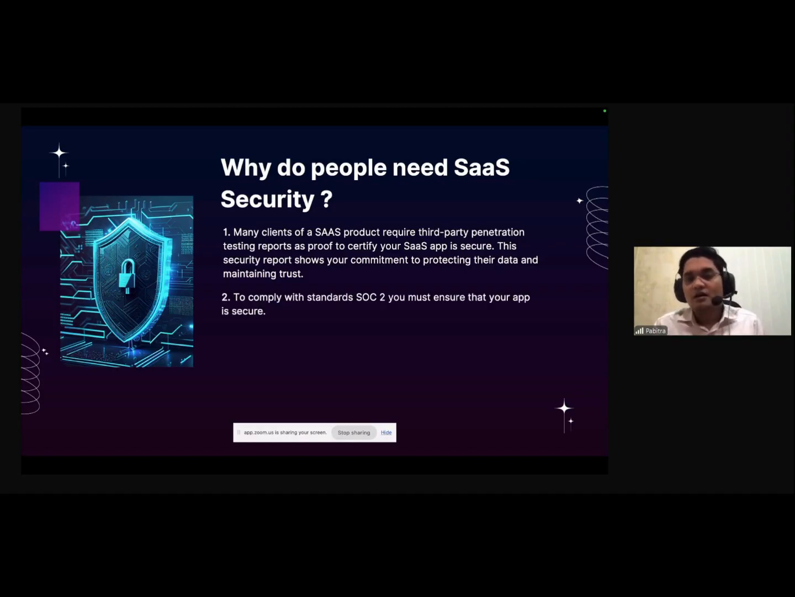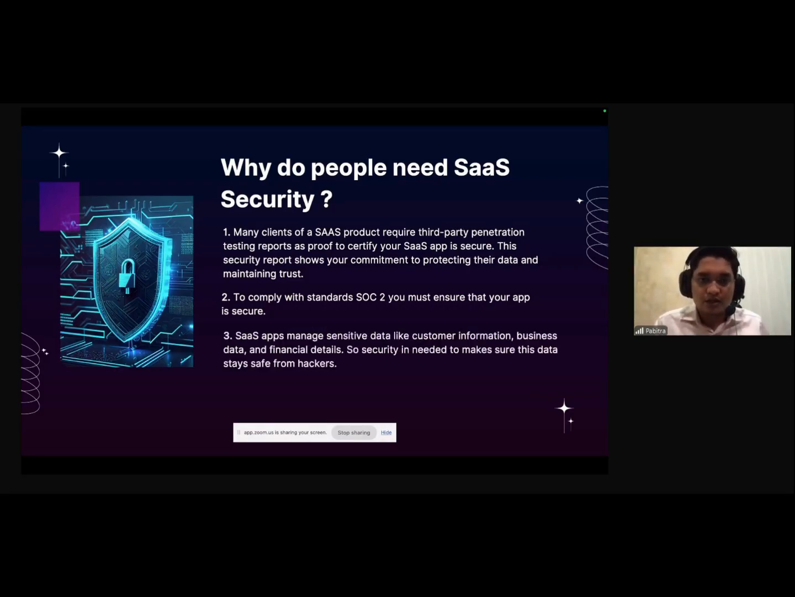Second, there are certain standards or compliance needs. For example, SOC 2 Type 2 is mostly needed in the SaaS industry, and because of this, people also go for penetration testing and security. Third, SaaS applications manage a lot of sensitive information, not just their company information but their clients' company information as well. To maintain security and make sure their application is never hacked, they go for penetration testing and security.